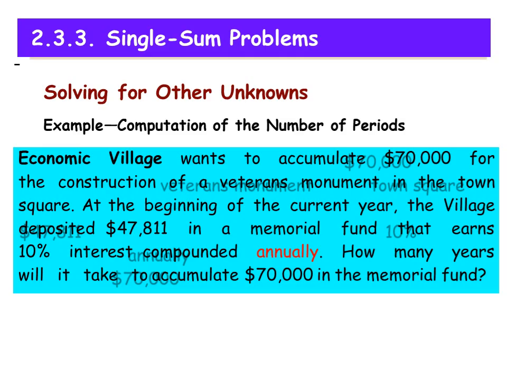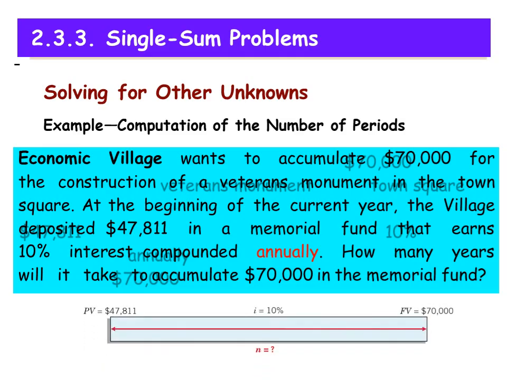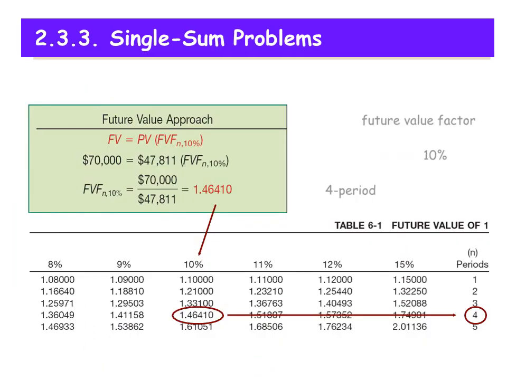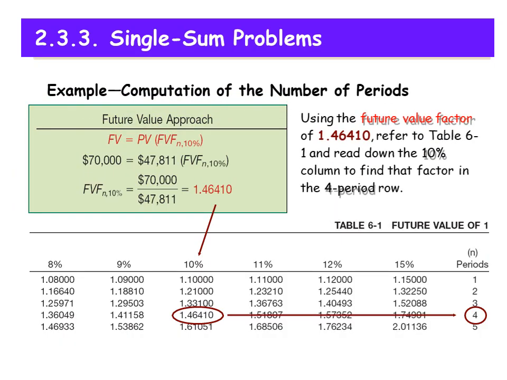Then this becomes 1, since 47,811 over 47,811 is 1. Now 1.1 to the power of n is equal to 70,000 over 47,811, which becomes 1.46, something like that. Then our future value factor is around 1.46.